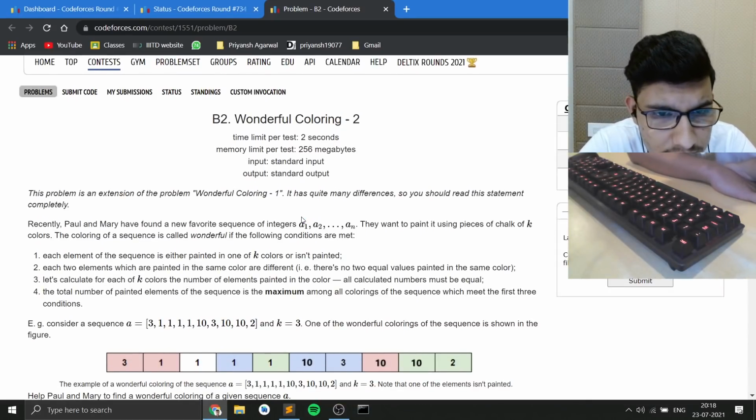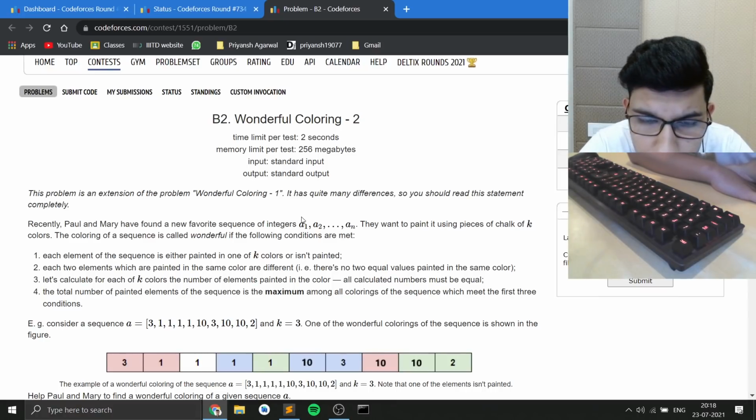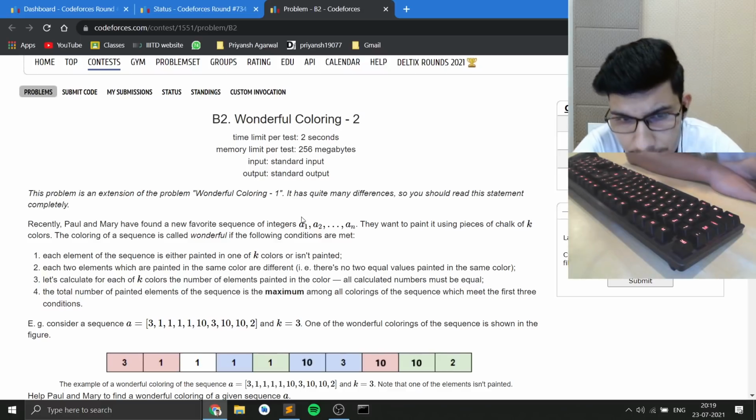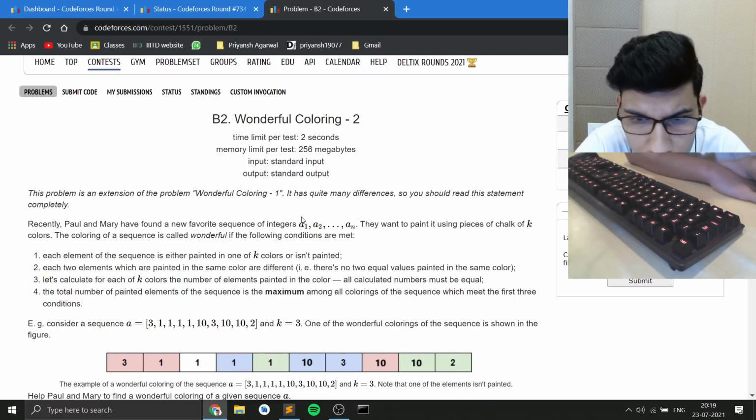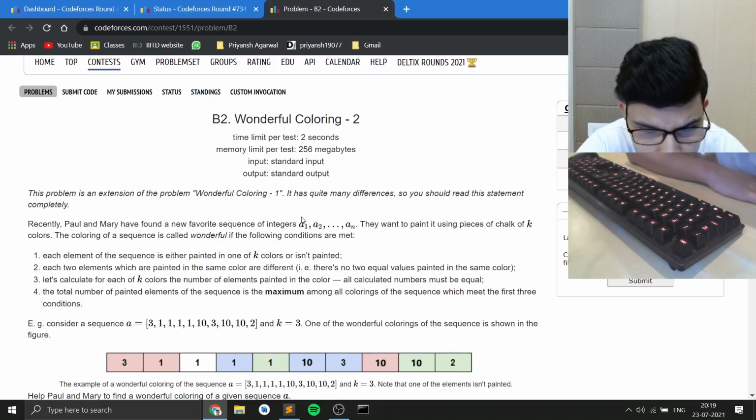Okay, the problem is an extension of the problem. It has quite many differences, so you should read this statement completely. Have found a new favorite sequence of integers. They want to paint it using pieces of chalk of k colors. The coloring of a sequence is wonderful if the following conditions are met. Each element of the sequence is either painted in one of k colors or isn't painted. Each two elements which are painted in the same color are different.